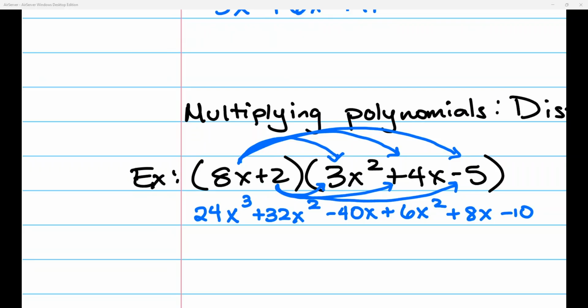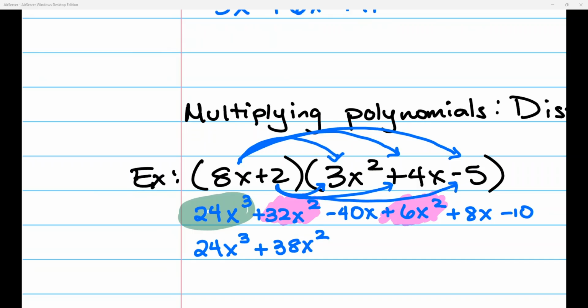Now that you're done distributing, all you're going to do is combine like terms. So I'm going to look for the highest exponent, which is 24x cubed. And I don't see any more x cubed, so I'm just going to bring it down. That's going to be 24x cubed. The next thing I look for are x squared. So let's see. I see a 32x squared here. And I see a 6x squared here. 32 plus 6 gives me a 38x squared.